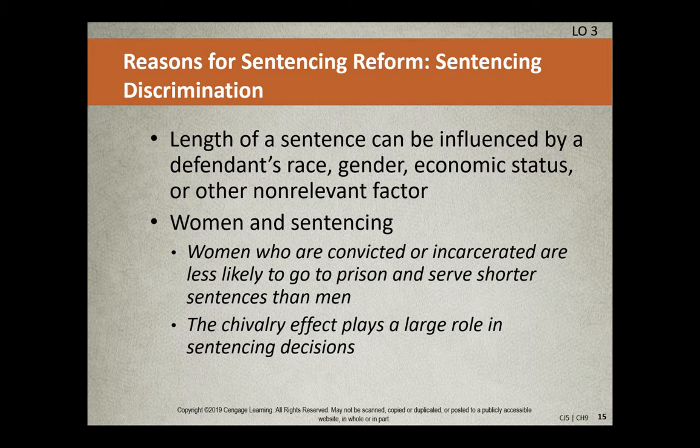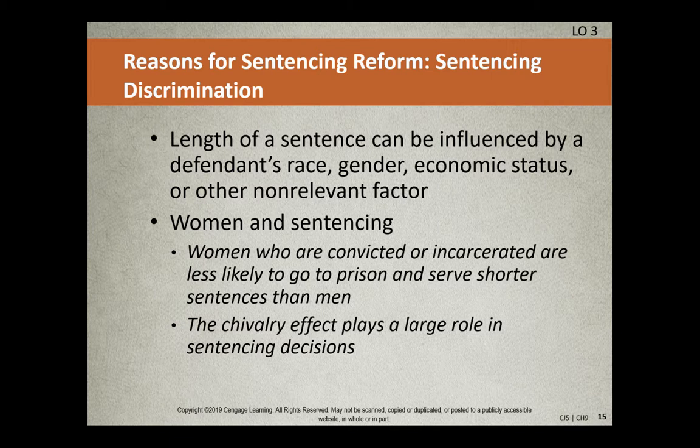So few people would argue that race or ethnicity should be a factor in sentencing decisions, and that the system should be colorblind. But the Sentencing Reform Act of 1984 emphasized the ideal of gender-neutral sentencing. So women who are convicted of crimes are less likely to go to prison than men, and those who are incarcerated tend to serve shorter sentences.